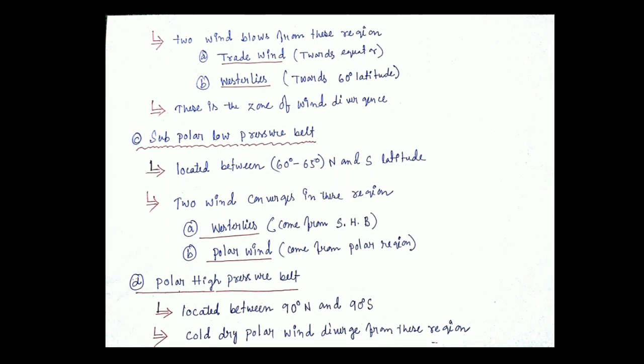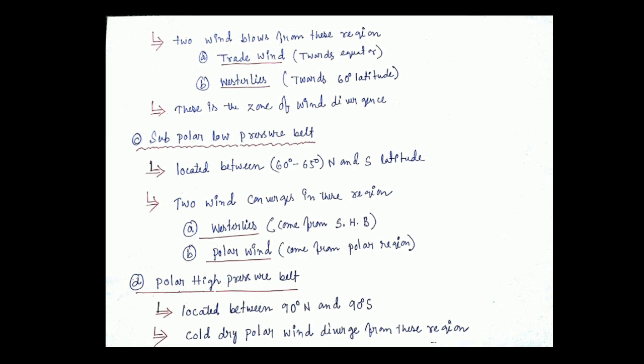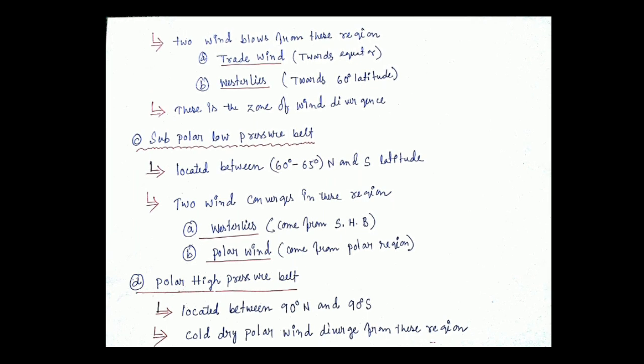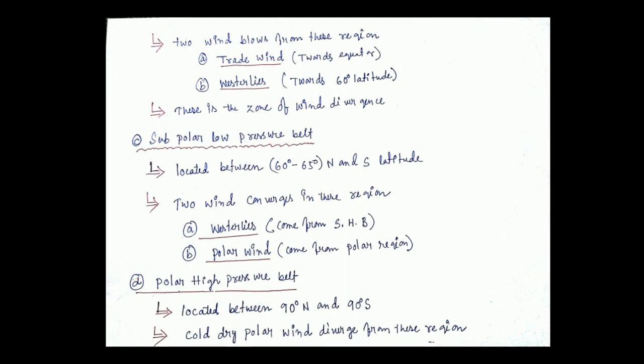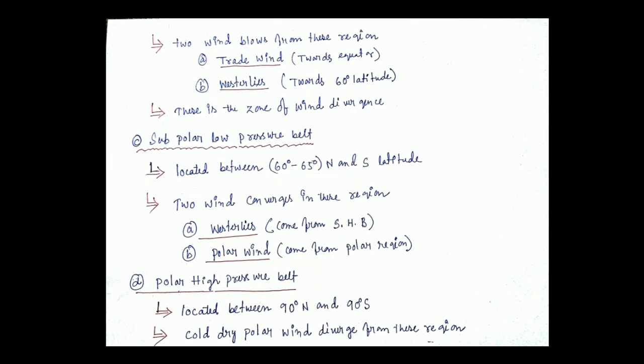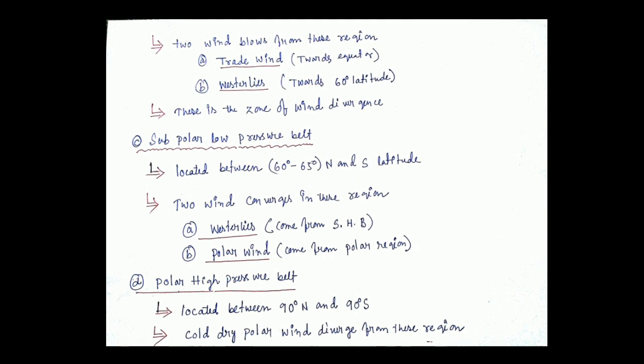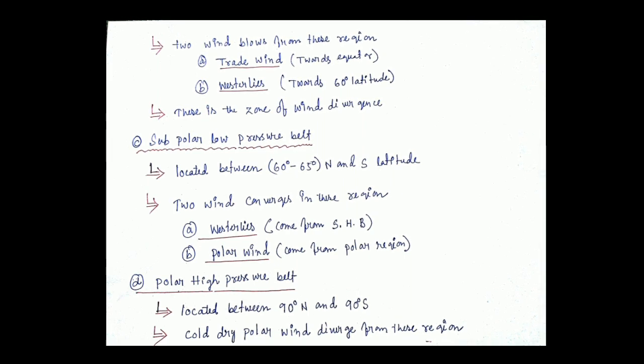The next wind is known as westerlies. It blows from the subtropical high pressure belt towards 60-degree latitude. So this is known as westerlies. Hence it is a high pressure belt, so wind from this region diverges, that means fans out towards the low pressure region. So this is the zone of wind divergence.